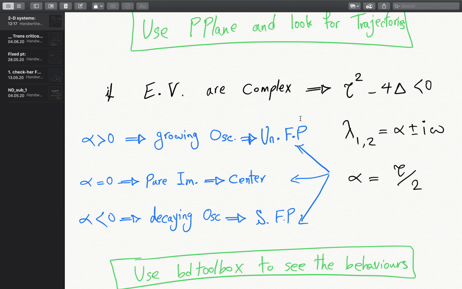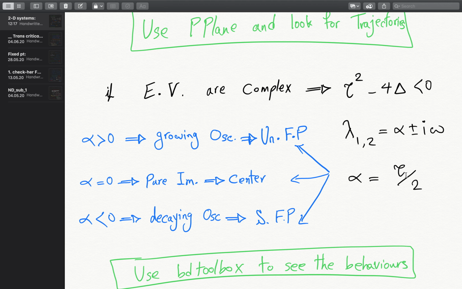It means that my fixed point is unstable because it is going away from it. And if it is negative, then it is going toward it. Therefore it is stable, and I have a decaying oscillator. And if this alpha is equal to 0, it means that tau is equal to 0. It means that the trace of my matrix is equal to 0.